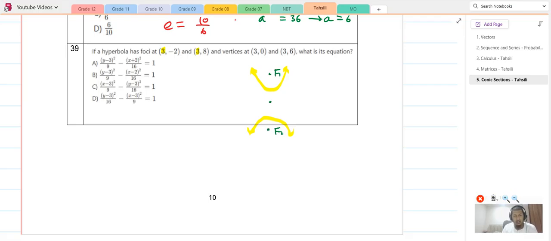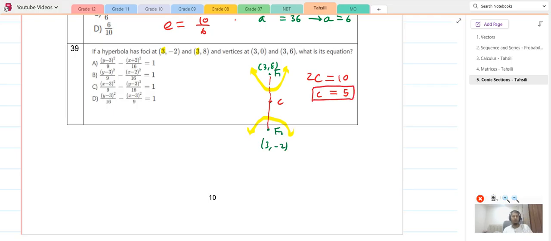So f1, there's a center there, and there's f2 here. Now f2 is (3, -2), and f1 is (3, 8). So the distance between the foci is from -2 to 8, which is 10. So 2c is equal to 10, therefore c is equal to 5. So we know what c is.